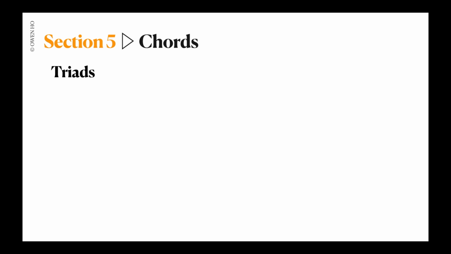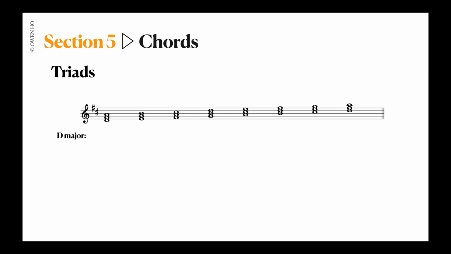Triads are chords with 3 notes, and each of the notes is a third above one another. Let's take the scale of D major as an example. If we put 2 notes on top of each of the scalic notes, and each of the notes are separated by an interval of a third, then these are all the chords we will have in a D major key. And we label them as follows.